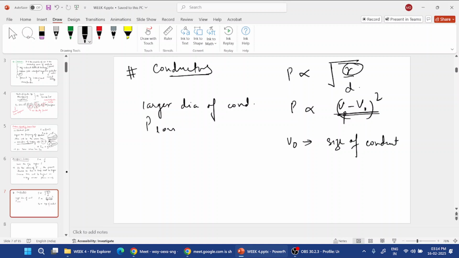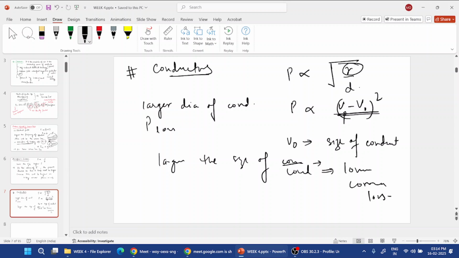So it is found that the effect of the second proportionality is much more than the first on the corona losses. Therefore, the larger the size of the conductor, it will lead to lower corona losses. Okay, so these are some of the factors on which this depends.